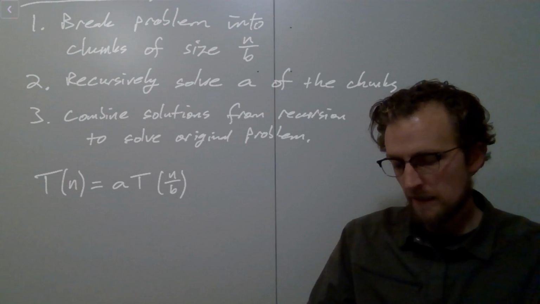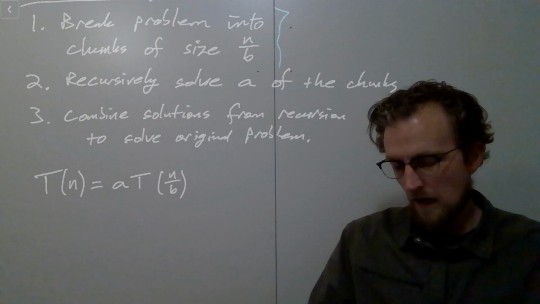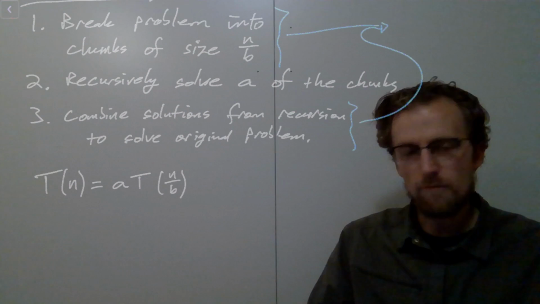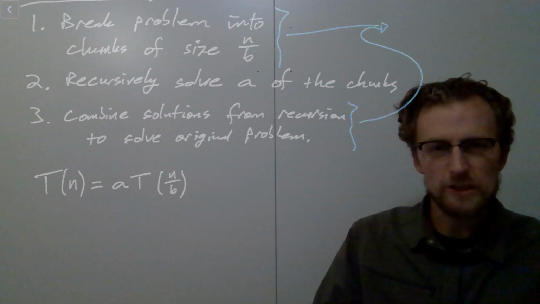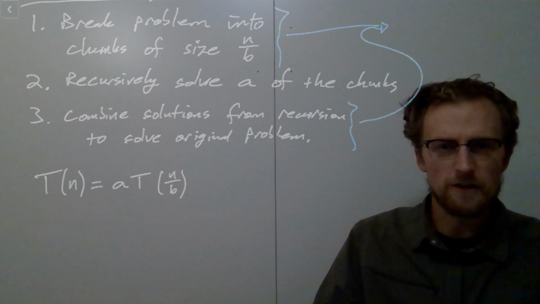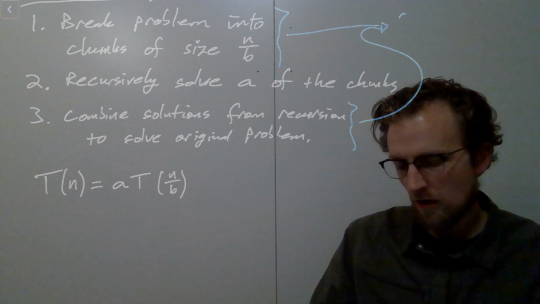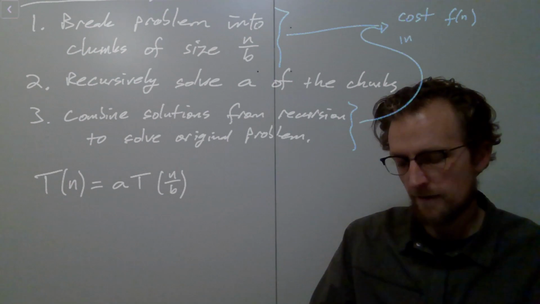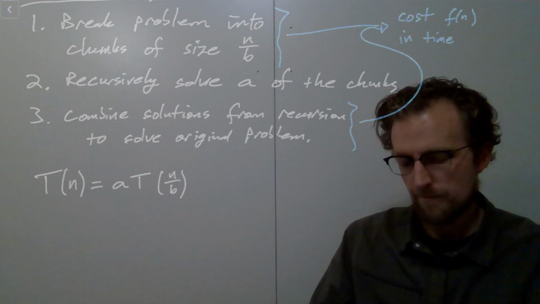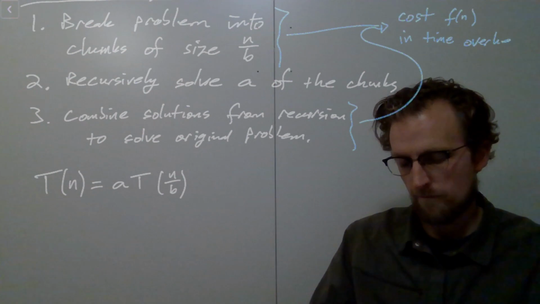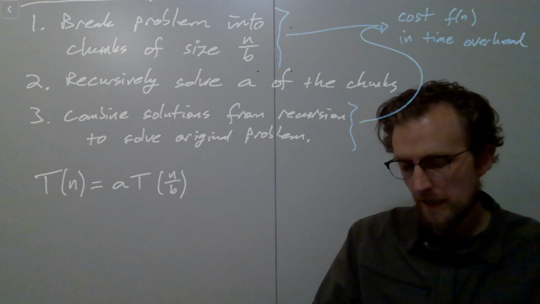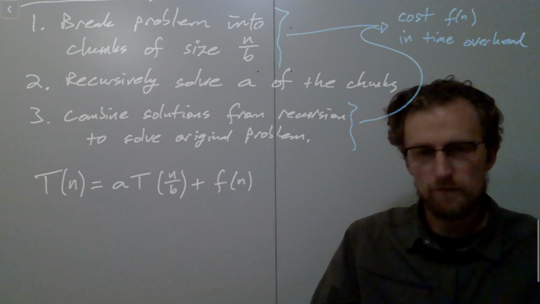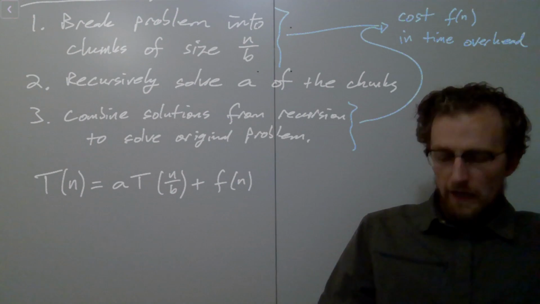And the breaking and the recombining collectively cost some overhead amount of time. So they collectively cost f of n in time overhead. All right, and so then that f of n gets rolled into the divide and conquer recurrence relation right here.